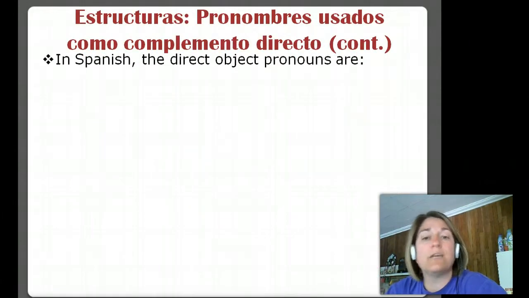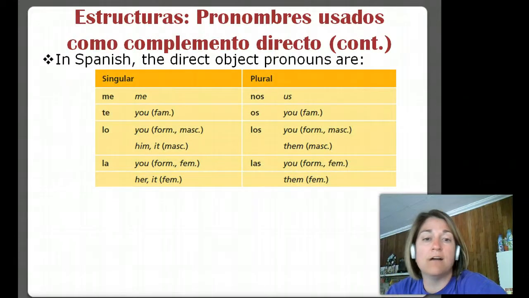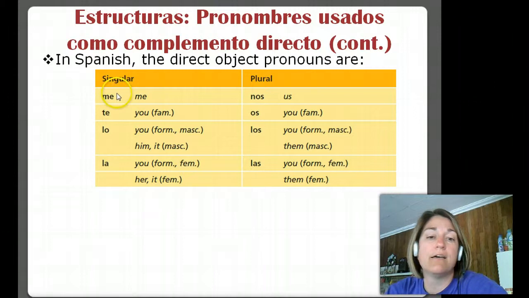So in Spanish, the direct object pronouns are on the left, the singulars. So me is going to be me. You familiar is going to be te. You formal, masculine, but also him or it, masculine, is going to be lo. And then you or her or it is going to be la. So the singulars again, me, te, lo, la.